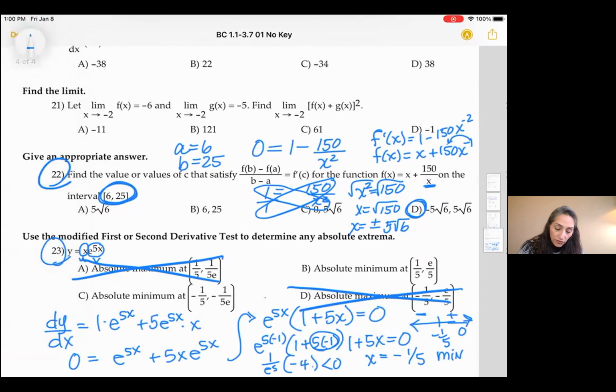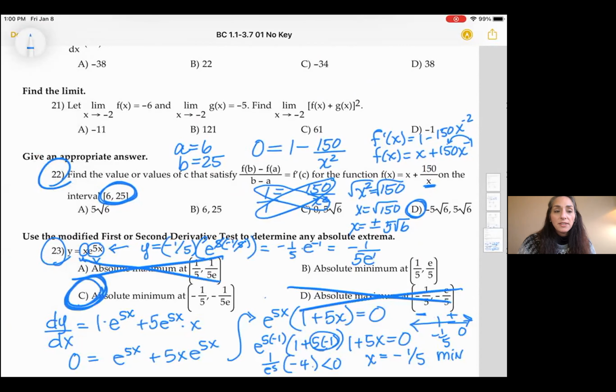So I'm going to take negative 1/5 and plug it in up here. So y equals negative 1/5 times e to the 5 times negative 1/5. And so that's going to be negative 1/5 times e to the negative 1, because those 5s are going to cancel, which is the same as negative 1 over 5e to the positive 1, or just 5e. So that is going to be C. So C is your answer.